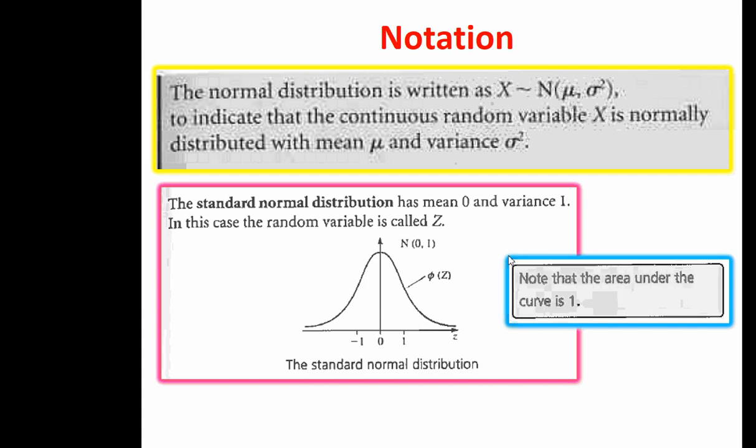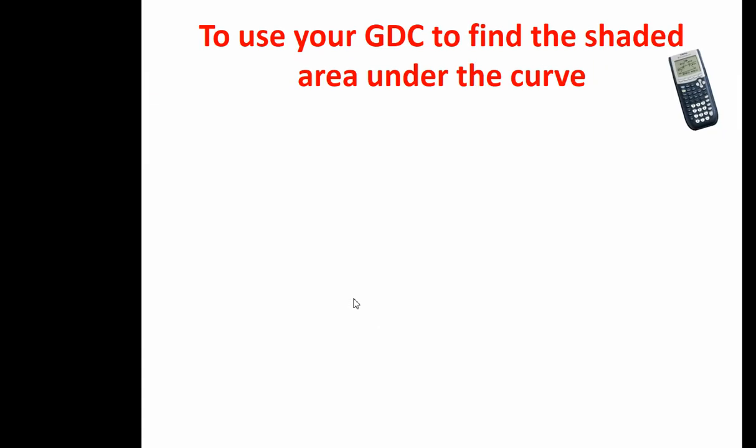So if this entire area under the curve here is 1, representing the probability, what would be the area to the left of the mean? That's right, it would be 0.5 because it splits it in half. What would be the area to the right of the mean? That's right, it would be 0.5 as well, because the mean splits the normal distribution in half.